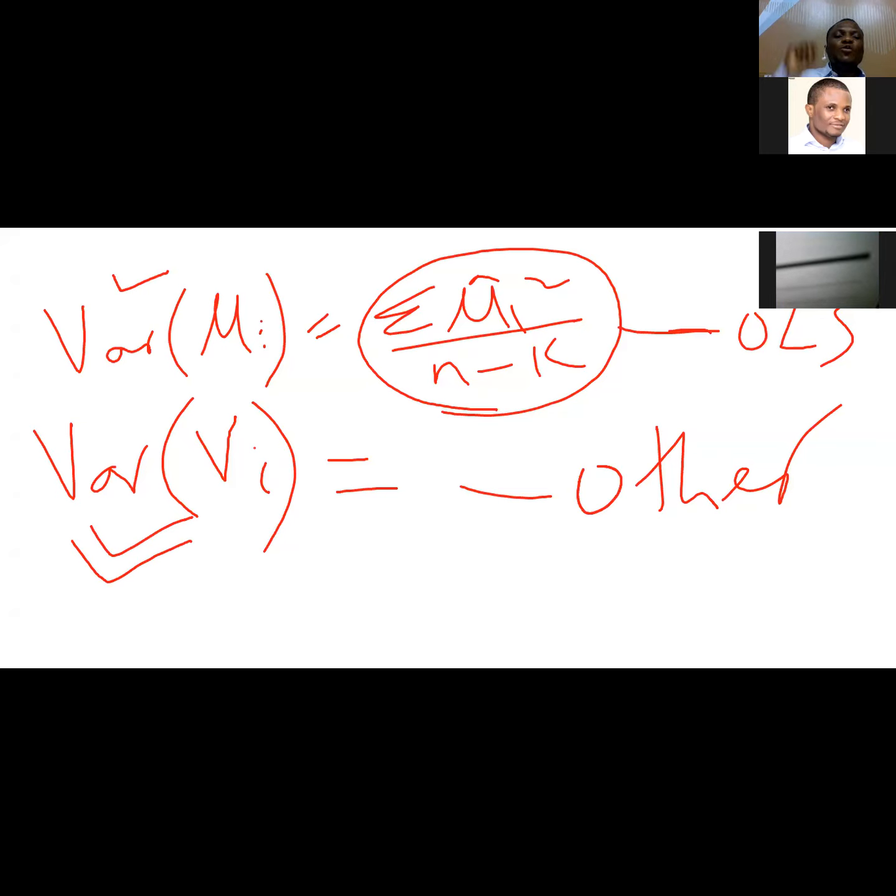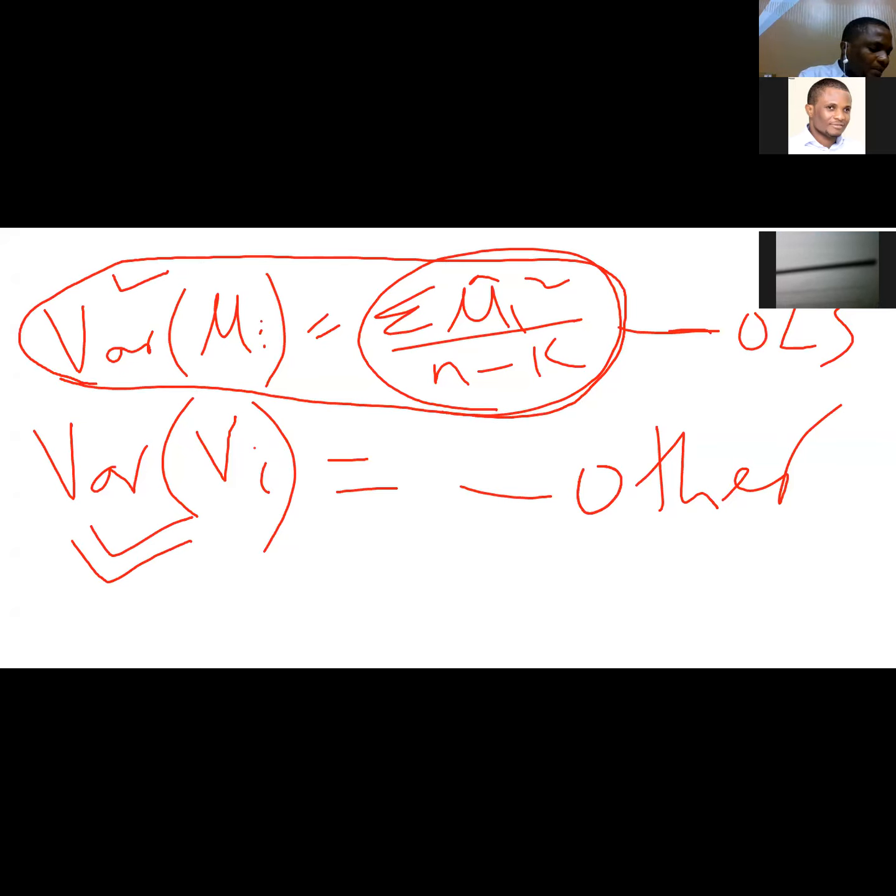Why? When you are deriving the variance of your error term, go and check it. Check the derivation. I'm assuming you have been taught, when you are deriving this particular variance, you will get to a point where you assume that the variance of the error term is constant.